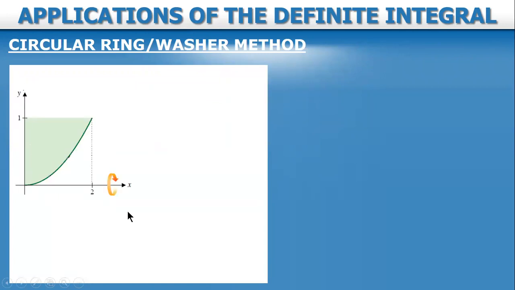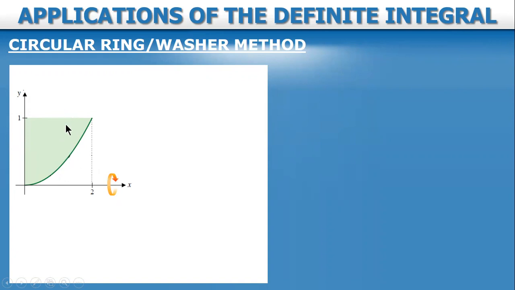Now, suppose we have this area and you want to revolve this area about the x-axis. In order to get a circular ring or washer, the strip must be perpendicular. Same with the circular disc method, the strip must be perpendicular to the axis of revolution. But for a circular disc, one end of the strip must touch the axis of revolution. But for cases wherein the end will not touch the axis of revolution, there will be a space.